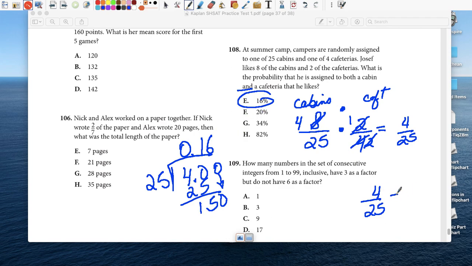Another way you could have done this is just set up a proportion, right? Percent is something out of 100. So how do I change 4 over 25 into an equivalent fraction with a denominator of 100? Well, you can cross multiply or just find a nice relationship. 25 times what is 100? It's times 4. We'll multiply the top times 4, and we get 16. Whichever method is more comfortable for you.